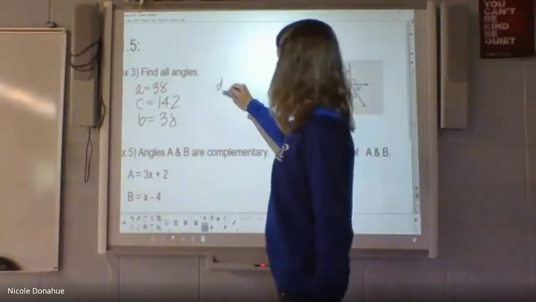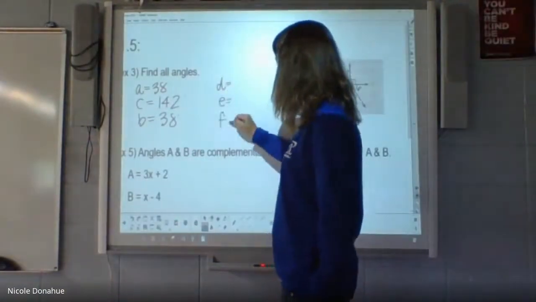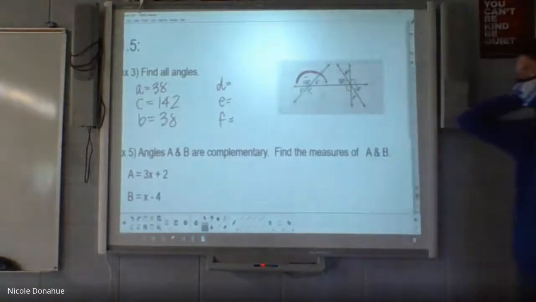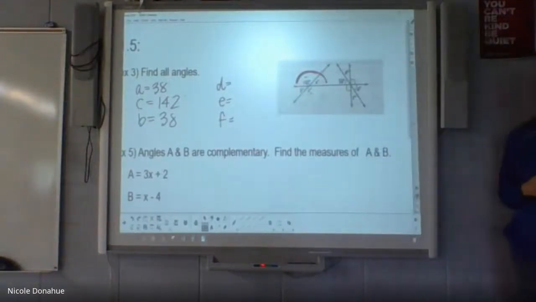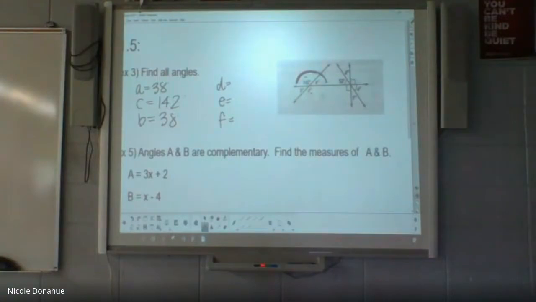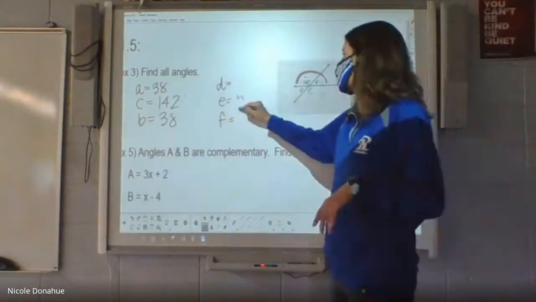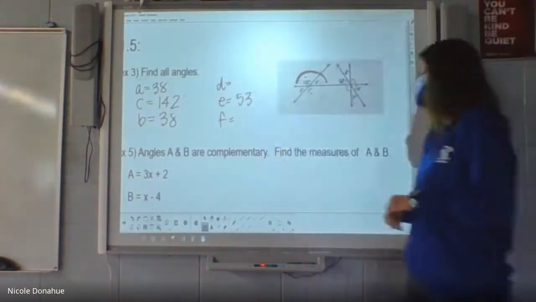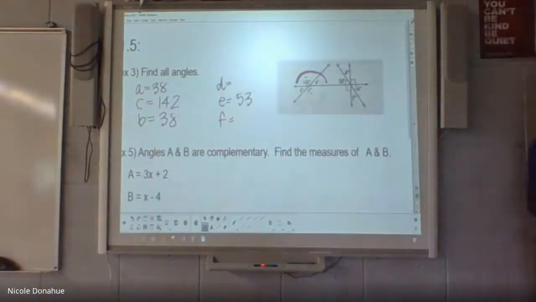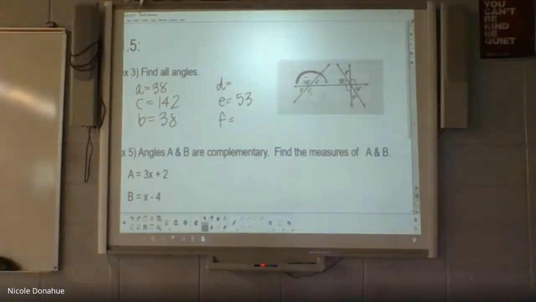And we have D, E, and F. This one, they kind of mark some things for us, which is kind of nice of them. They don't really need to do that. Which one do you guys know? You get Reese. E is 53. Again, they wouldn't need to make those marks. They did for us, which was nice of them, but they wouldn't have to. We should know that that's 53. And then D and F require a little bit of work.